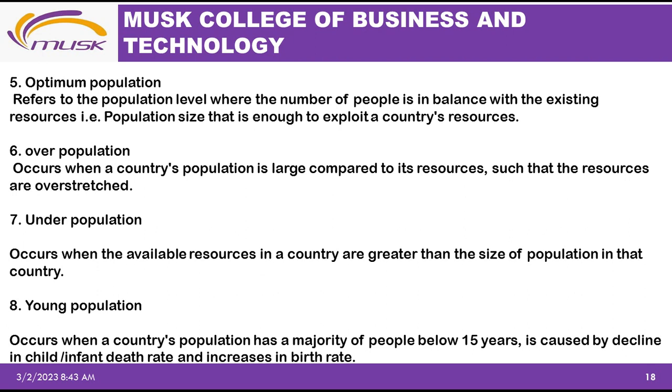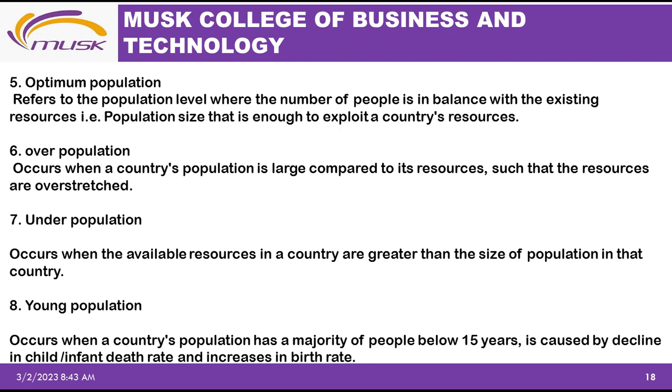The other one is number 6, overpopulation. It occurs when a country's population is large compared to its resources, such that the resources are overstretched. That is overpopulation. The other one is underpopulation, which is the opposite. It occurs when the available resources in a country are greater than the size of the population in that country. So we end up having too many resources as compared to the population that is available.